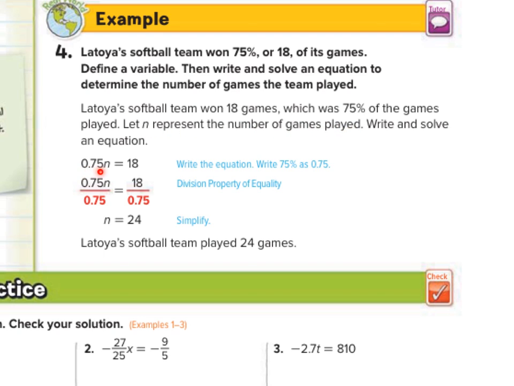So 75% as a decimal is 0.75 times the n is going to equal those 18 games that they won. Divide by 0.75 on both sides and you get 24. So Latoya's softball team played 24 games. And that is it for this lesson in Chapter 2, Solve Equations with Rational Coefficients. Just remember, multiply by the multiplicative inverse. Good luck.